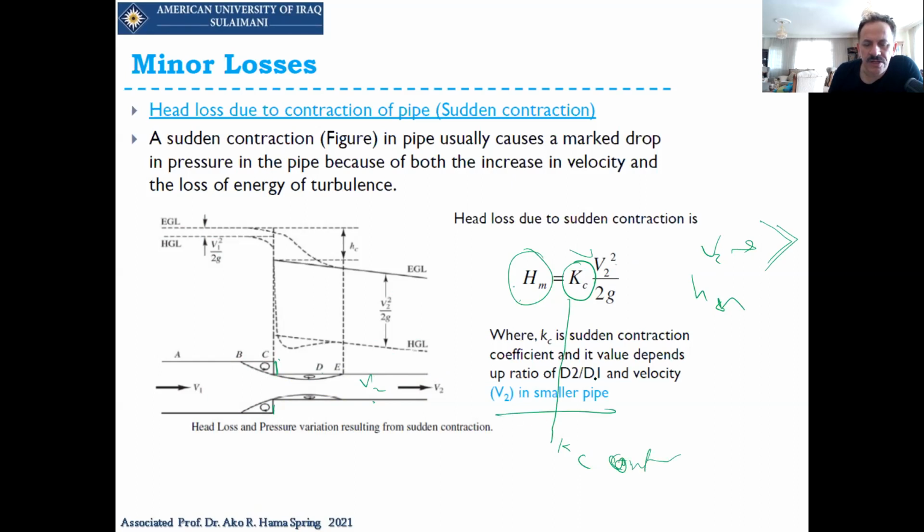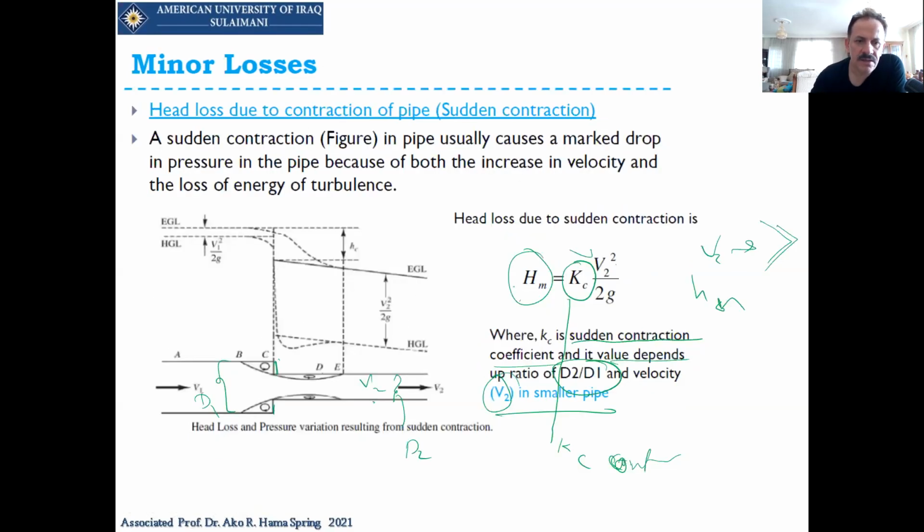And this Kc is the sudden contraction coefficient, and it depends on the velocity and the D2 by D1. This is the D2, and this is the D1.